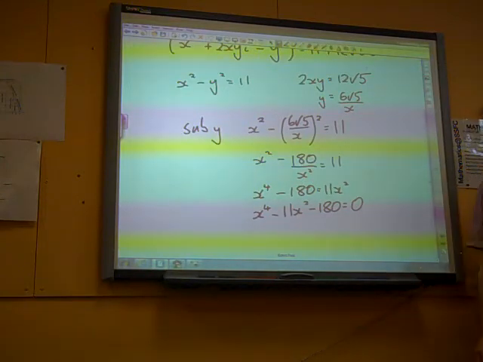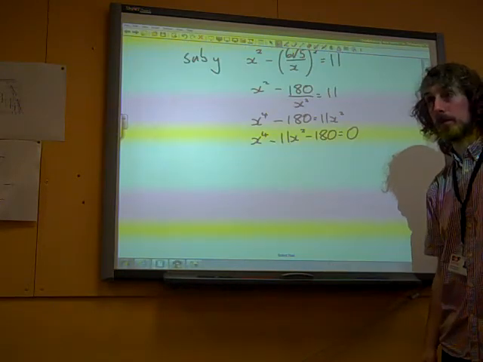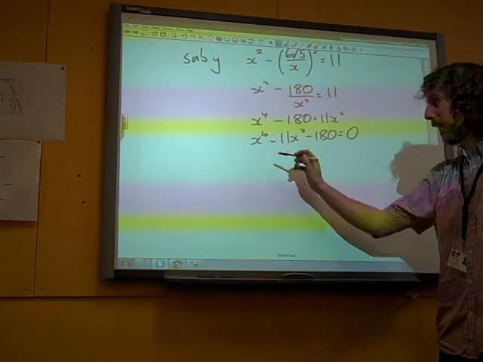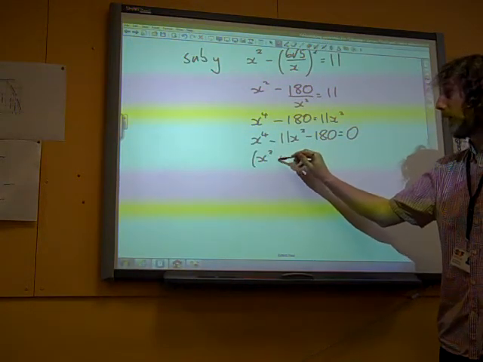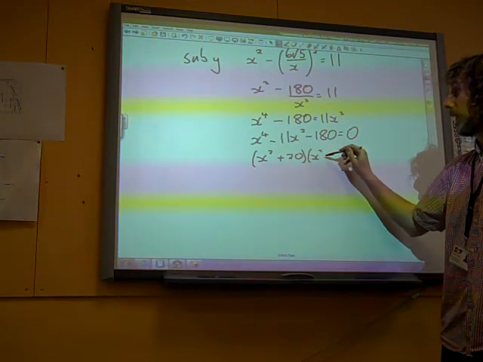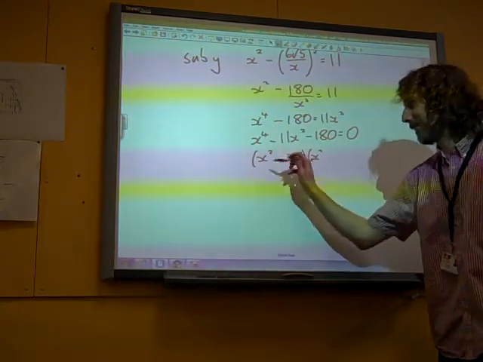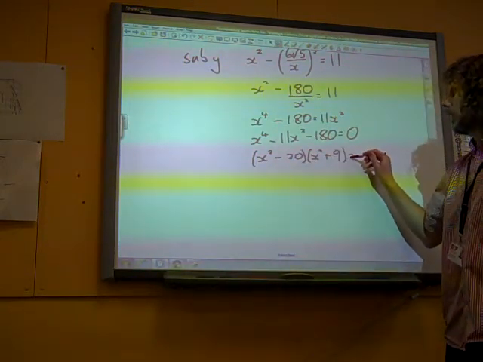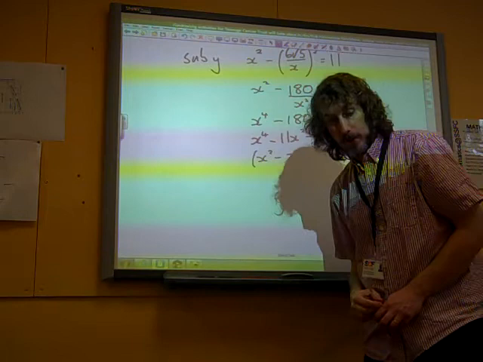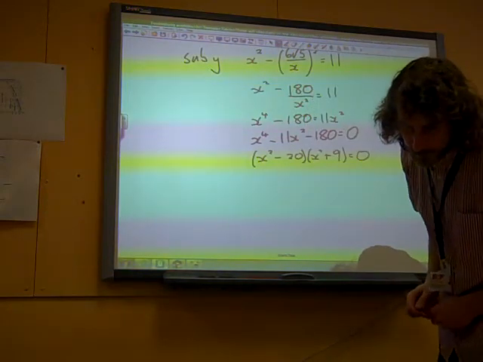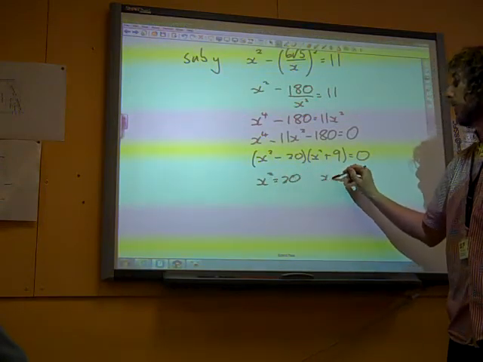A quadratic in x squared, which does factorise, doesn't it? 180 being 20 times 9. So x squared minus 20 times x squared plus 9. Is this right? Yeah. So x squared equals 20, or x squared equals minus 9.